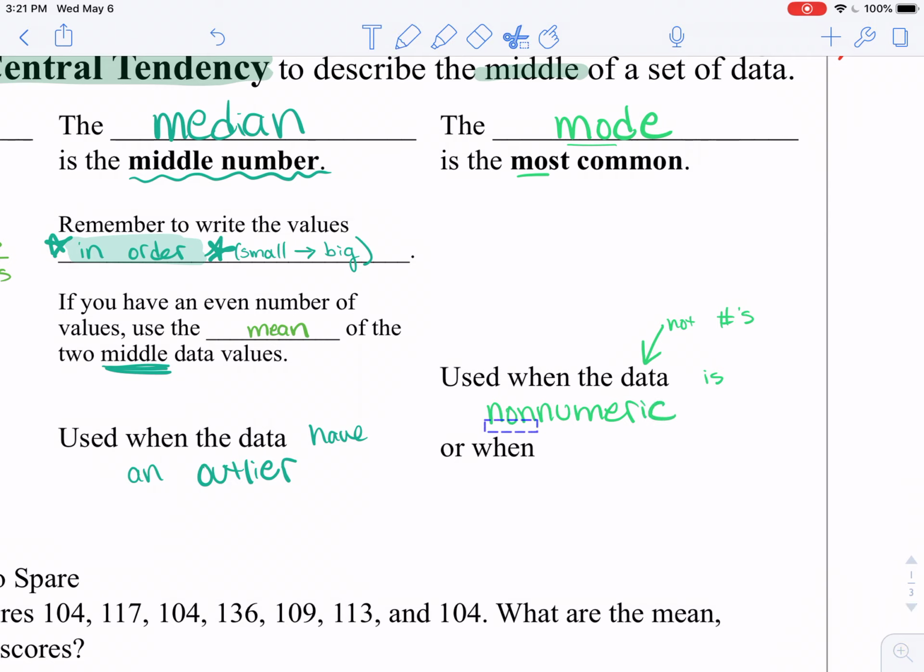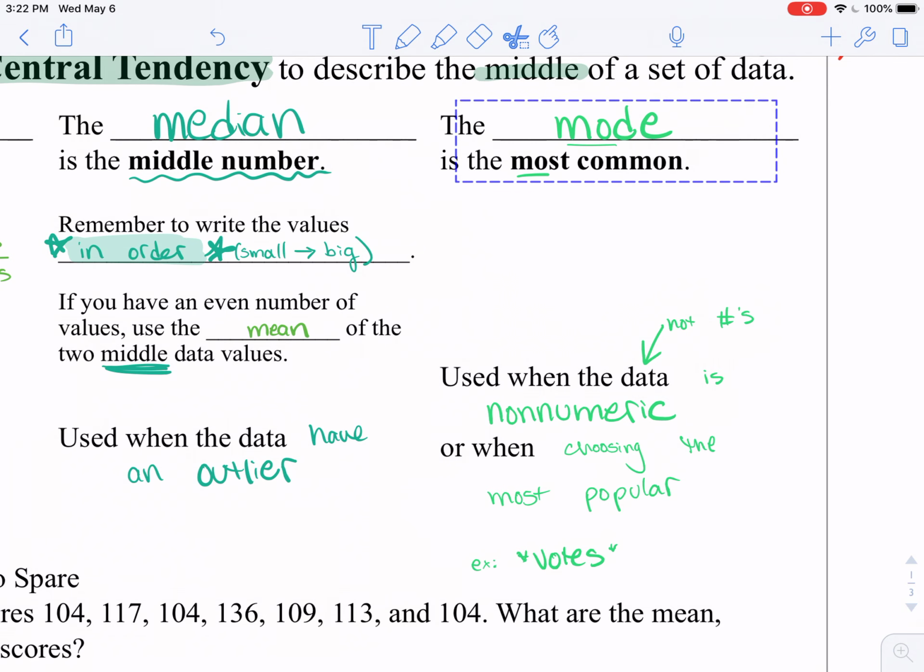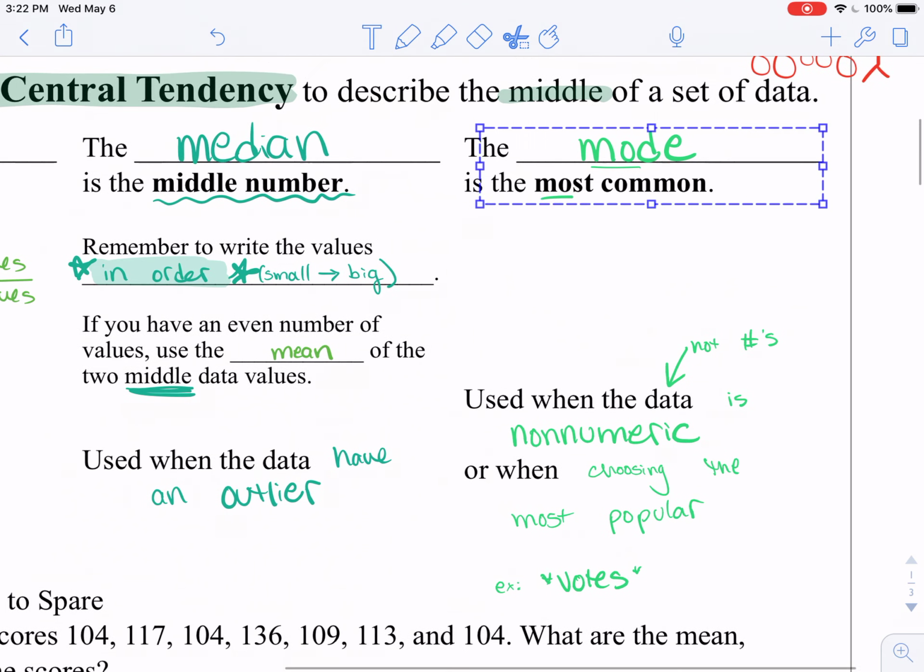Non-numeric, as in not numbers. Or if you're trying to find the most popular one. Or when choosing the most popular, so it's the option that comes up the most. So if you're voting for something, this would be a good idea. Yeah, that's an example. The votes are like the mode, but who do the people vote for the most?